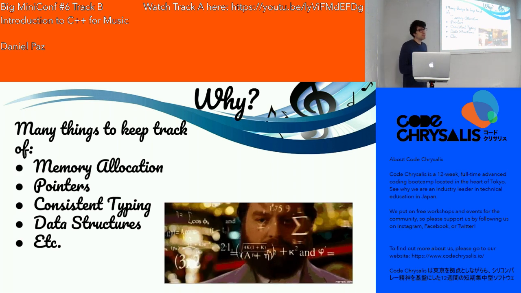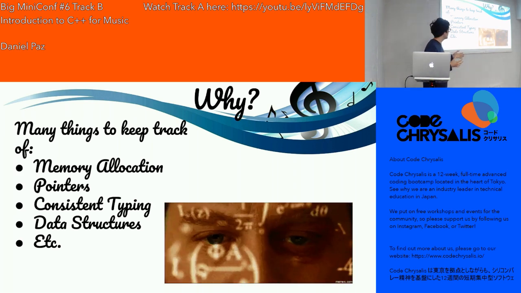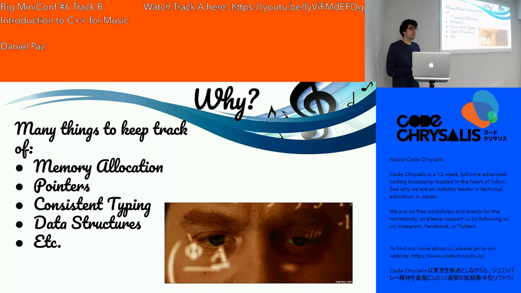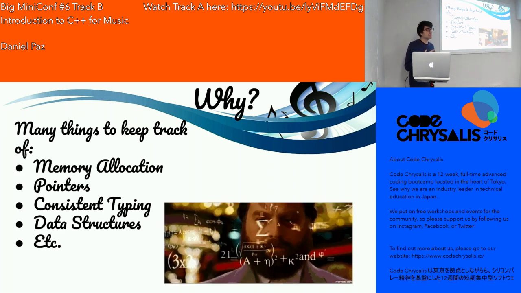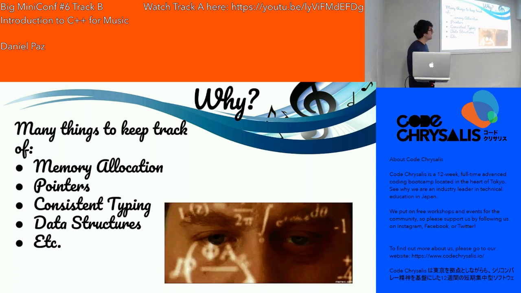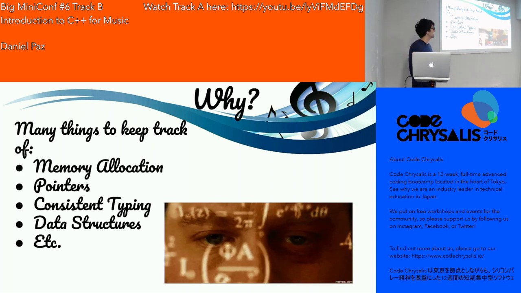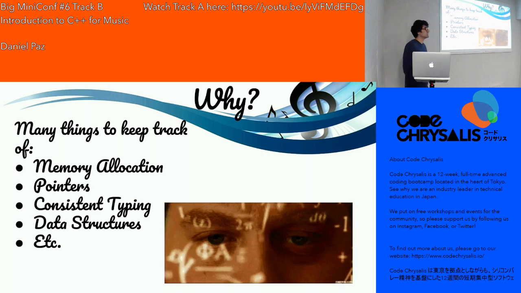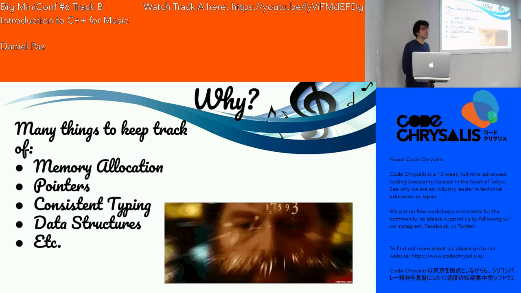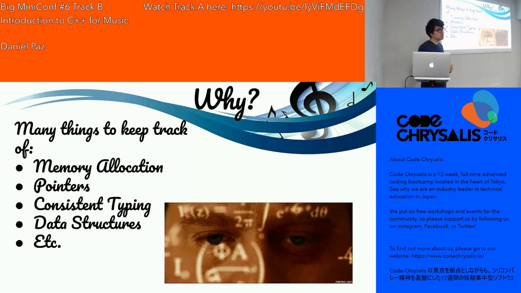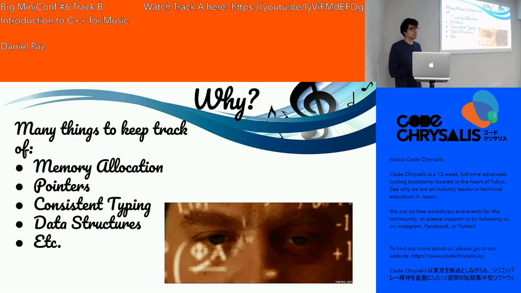So pointers are things that, maybe, you can think of as variables that point to certain addresses in the memory. This is how we can access certain objects in the memory, and that is essential to understanding C++. There's also consistent typing, which means that if you declare a variable as an integer or a string, you have to keep using it as that.